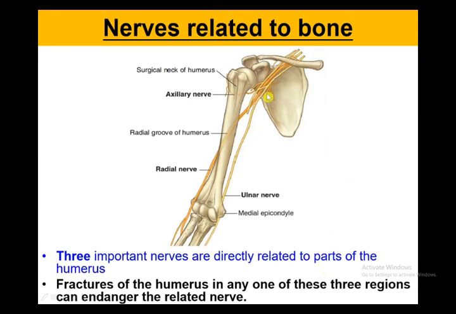Nerves related to the bone. As you can see, the nerves are passing here. At the surgical neck, posteriorly, you can see the axillary nerve. In the mid shaft, the radial nerve. Laterally, at the epicondyle, the radial nerve is also passing over there, and at the medial epicondyle we have the other nerve. So at these points, injury could also cause trouble to the nerve.